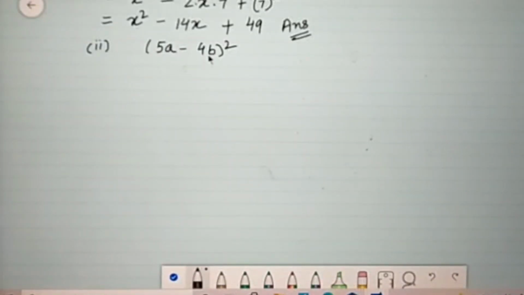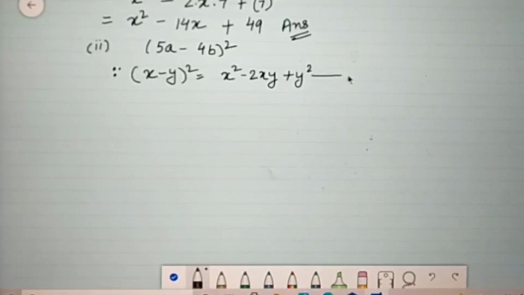Now we do the second part of it, (5a - 4b) whole square. The first term is 5a and the second term is 4b. So here we have the identity. We are writing the identity in the form of x and y: (x - y) whole square is equal to x square minus 2xy plus y square. So this is identity 2.